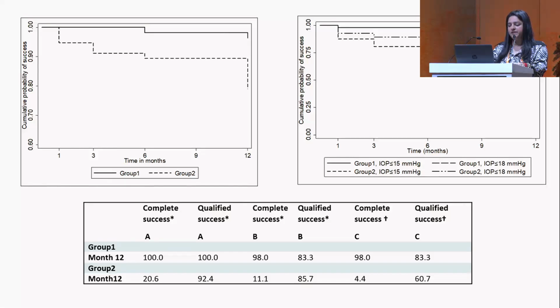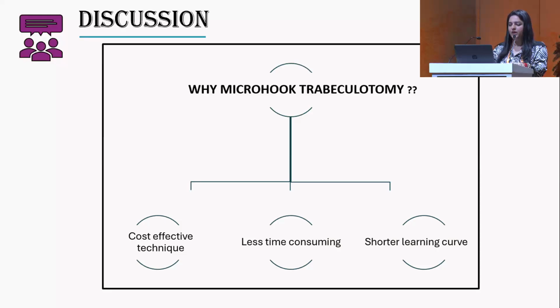The Kaplan-Meier survival plot was made and complete success was better seen in the phaco-microhook group at the end of 1 year. Coming to discussion, why microhook trabeculotomy? It is a cost-effective technique which is less time-consuming and has a shorter learning curve. It can be easily combined with cataract surgery, and being an instrument which can be reused after sterilization, might be a good armamentarium for countries like India.